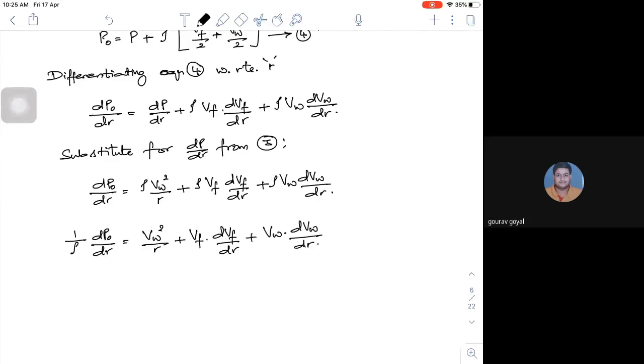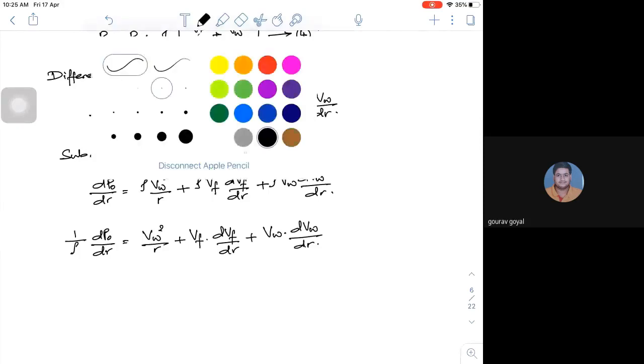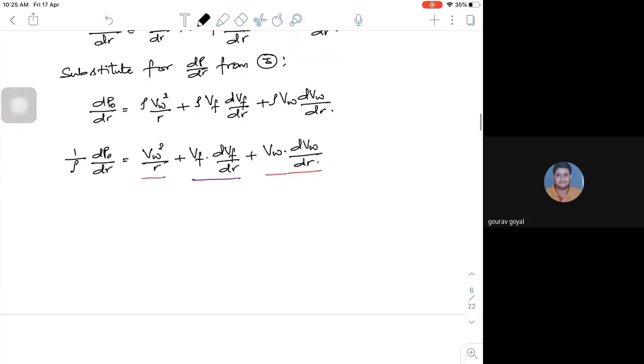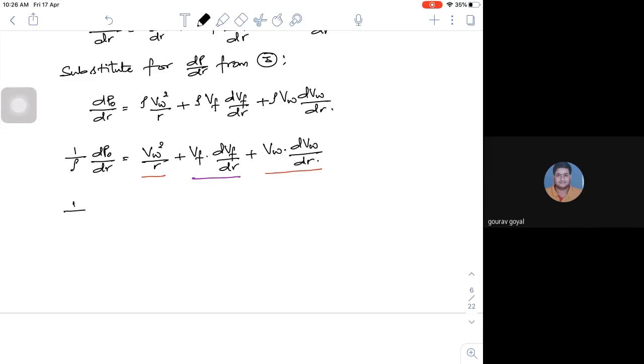Now look at this. I can see I have Vw here, I have Vw here. I can group and write this separately, so I'm going to write it in that particular fashion. I can write 1 upon rho into dp naught by dr is equal to Vf into dVf by dr plus Vw square by r plus Vw into dVw by dr.